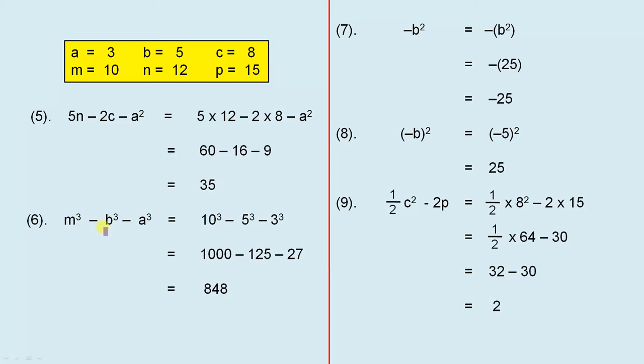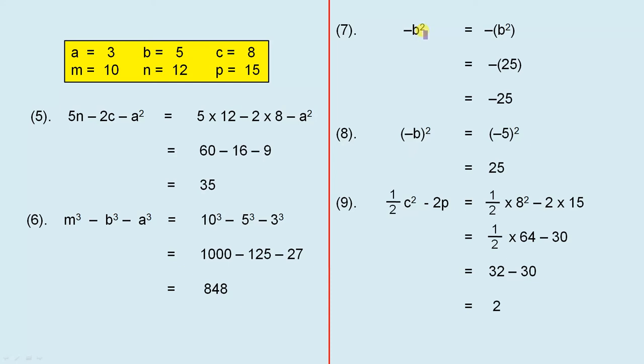M cubed minus B cubed minus A cubed, that's 10 cubed minus 5 cubed minus 3 cubed. 10 cubed is 1,000, 5 cubed is 125, and 3 cubed is 27. So that's 1,000 minus 125 minus 27. If we take our time to do that subtraction, we get 848.